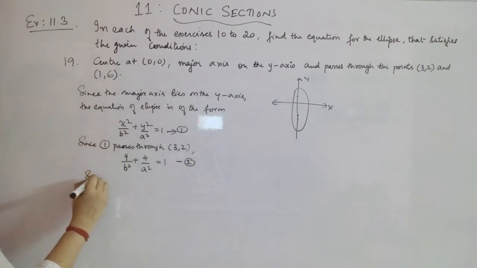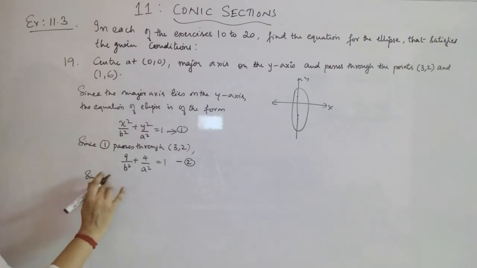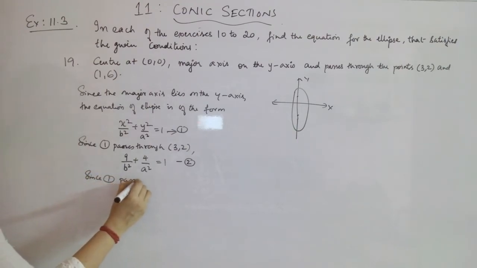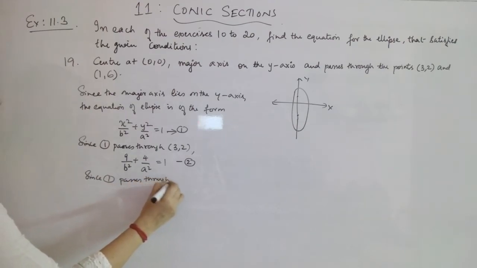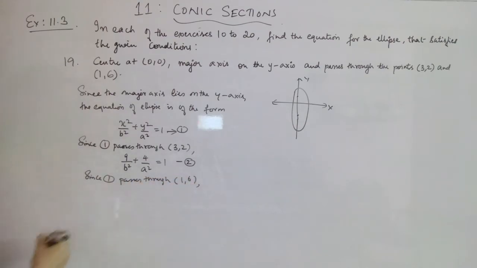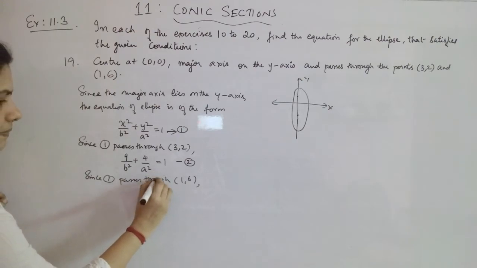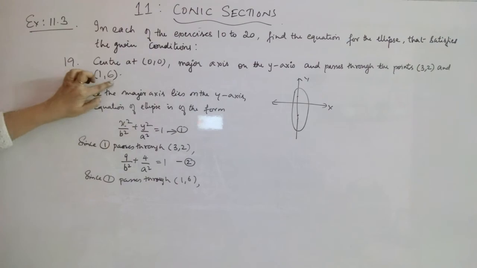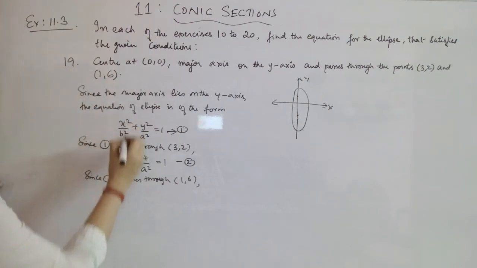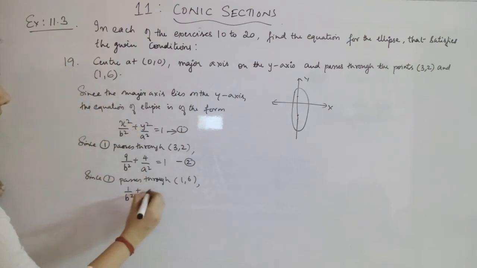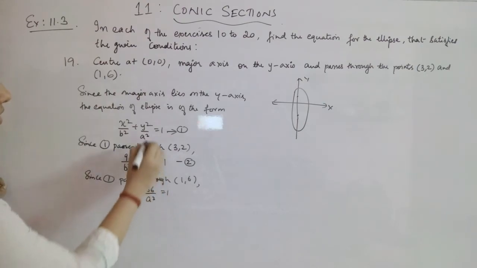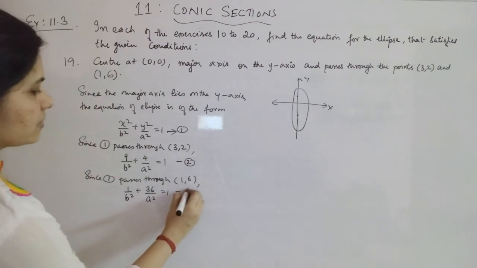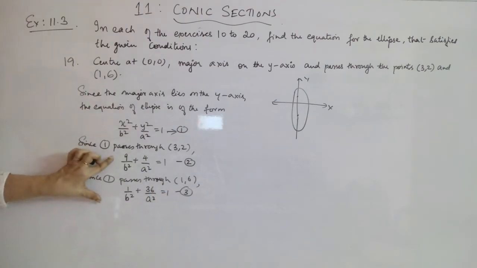Then again, equation number 1 passes through the second point, which is (1, 6). Replacing x and y with 1 and 6, you will get 1 by b square plus 6 square, that is 36 by a square, is equal to 1. This is equation number 3. Now, solving these two, you will get the value of a square and b square.